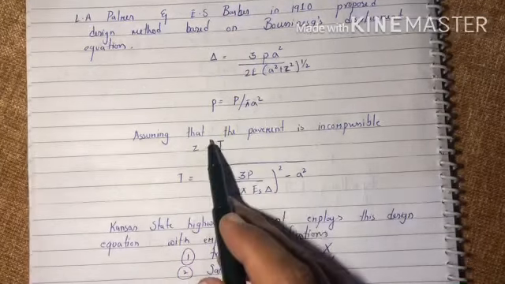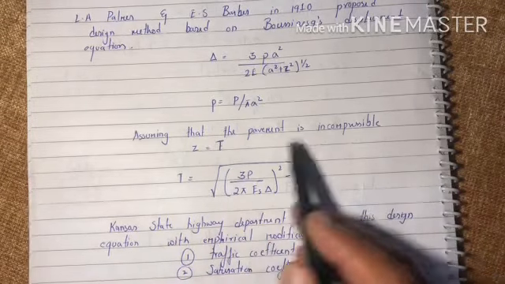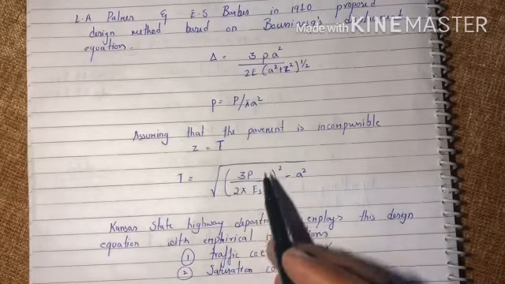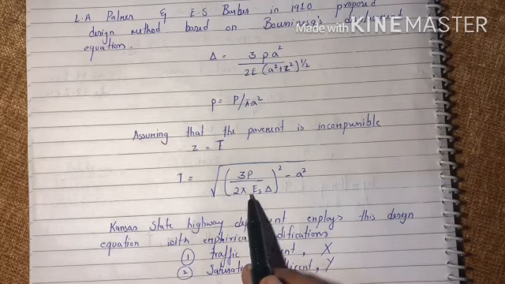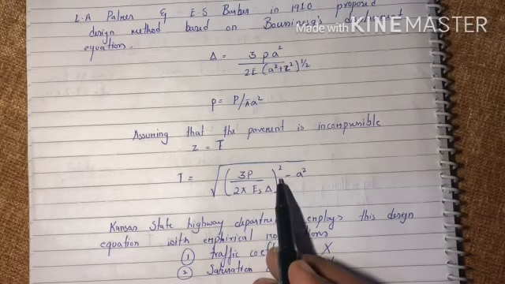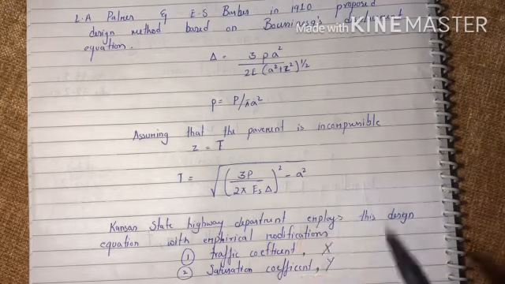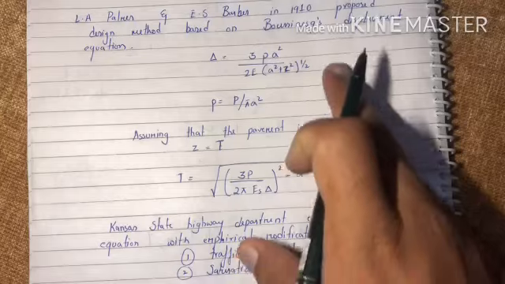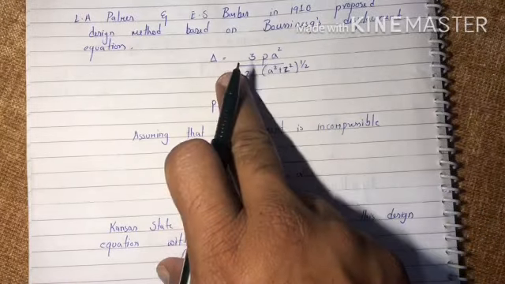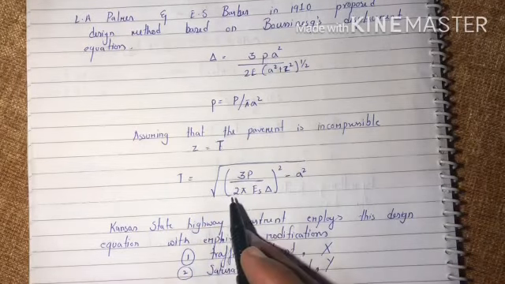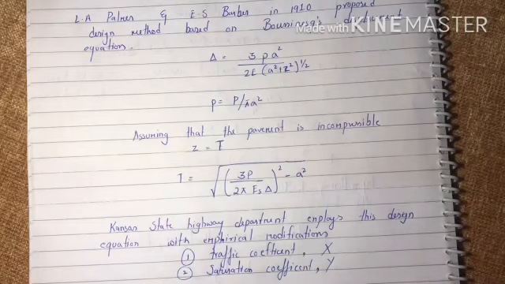Now assuming that the pavement is incompressible, z is equal to T, and we get T equal to the root of [(3P divided by 2 pi Es delta) whole square minus a square]. Basically, this Boussinesq displacement equation was used to get this equation. This was proposed by Palmer and Barber.